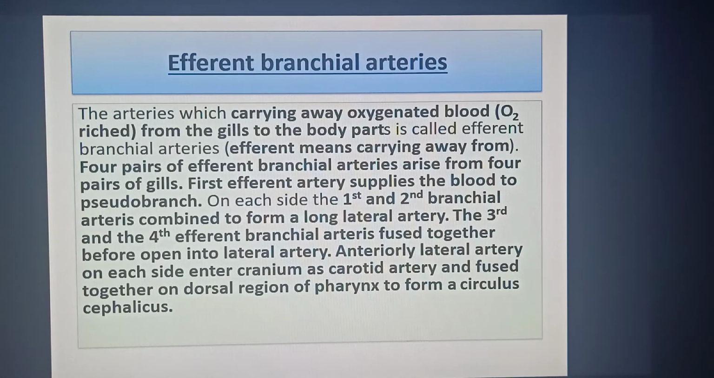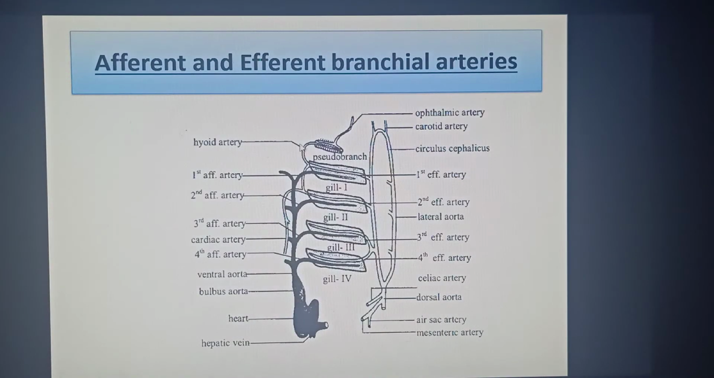Four pairs of efferent bronchial arteries arise from four pairs of gills. First efferent artery supplies the blood to the pseudobranch. On each side, the first and second bronchial arteries combine to form a long lateral artery. The third and the fourth efferent bronchial arteries fuse together before opening into the lateral artery. Anteriorly, the lateral artery on each side enters the cranium as carotid artery and fuse together on the dorsal region of the pharynx to form circulus cephalicus.